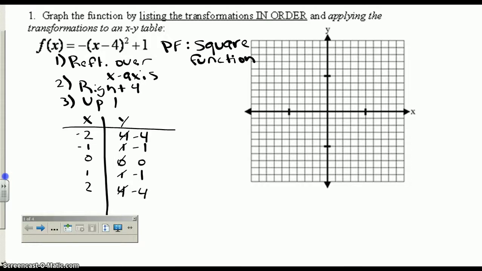Then it says right 4 units. So I'm going to look at my cheat sheet, and I see whenever it says y equals f of x minus h, that's going right h units. I need to add the h to the x values. So in this case it is 4. So I'm going to add 4 to each one of my x values. So that's going to give me 2 here.